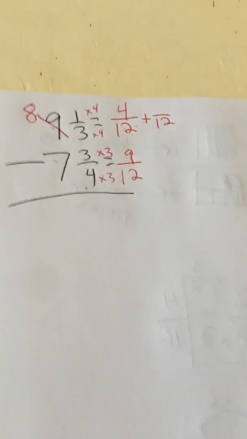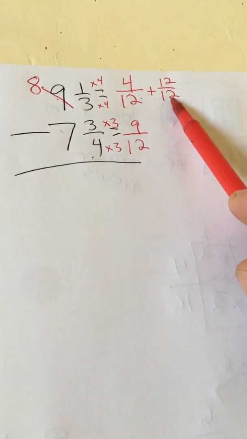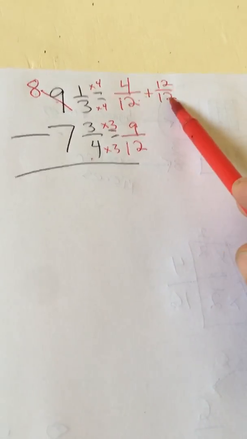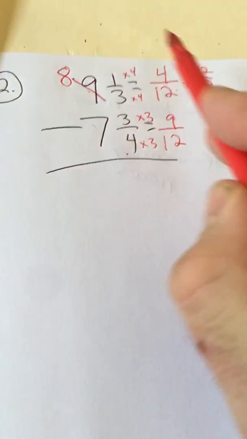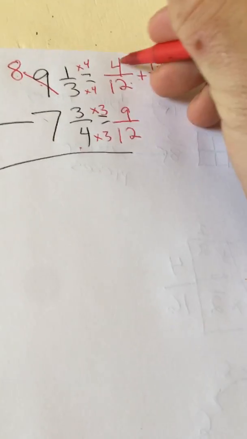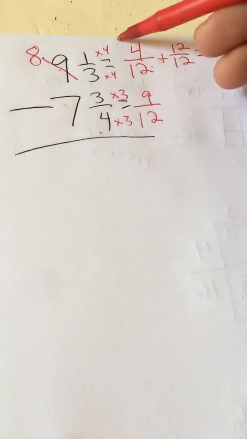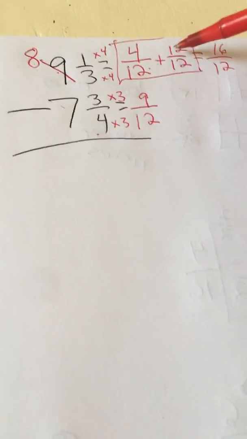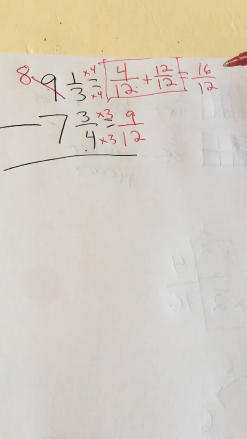So how many 12ths is equal to 1? 12. In order to have the whole thing colored in out of 12 pieces, you need all 12 of them colored in. 12 12ths is equal to 1. So we just took 1 from here and added 1 to here. Now 4 plus 12 is 16 12ths. As a fraction, we just put these parts together. We took 1 from here and added 1 to here, and now we have 16 12ths.